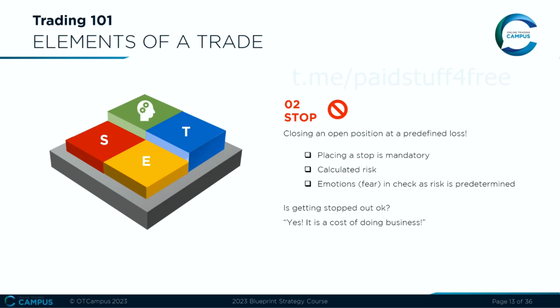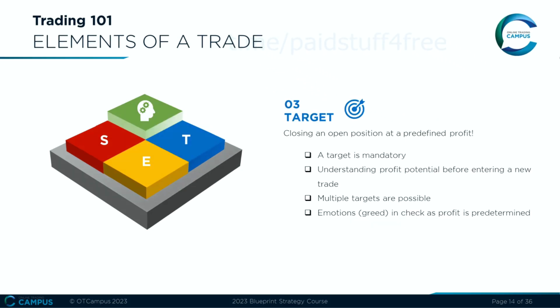And now with talking about revenues, now what we can do is we can go into talking about the third trade parameter, which is the target. And the target is defined as the closing of an open position at a predefined profit. Now, there are good reasons why, again, placing a target is mandatory. The advantages here also, they range from saving time to keeping your emotions in check. And even multiple targets are possible here.